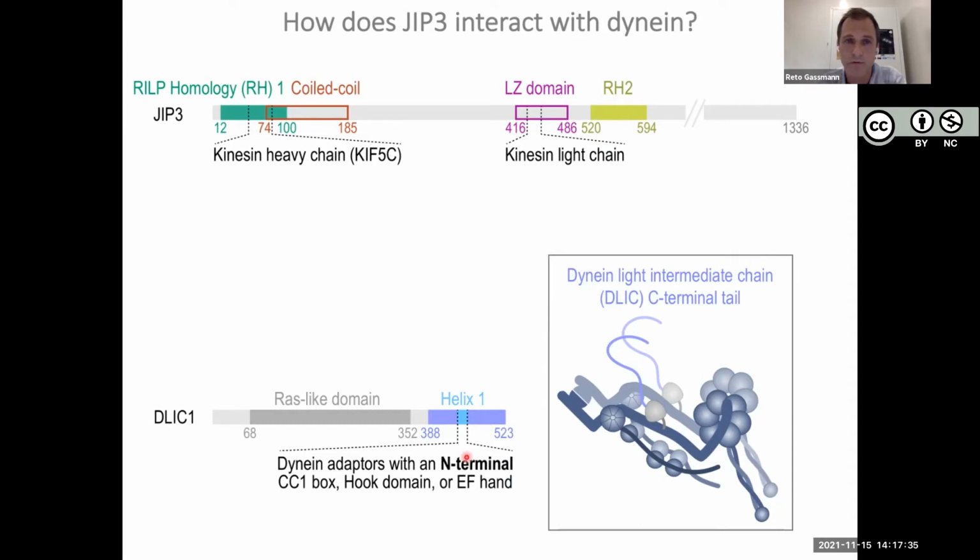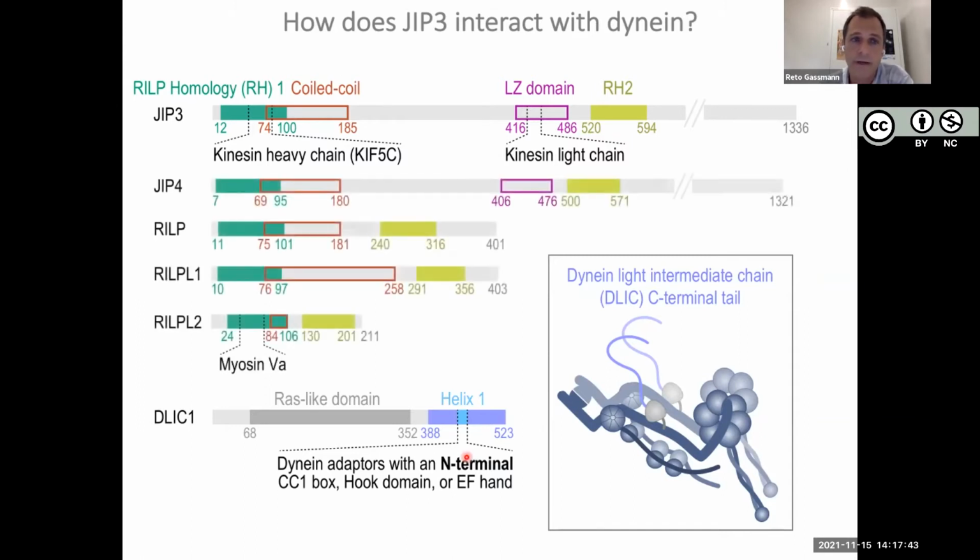And we used purified recombinant human proteins to do these binding assays. And we did it for JIP3 and its paralog JIP4, but also for the RILP family proteins, which in vertebrates consist of RILP, RILPL1, and RILPL2. RILP is an adapter of dynein for lysosomes, and RILPL1 and RILPL2 participate in ciliogenesis.